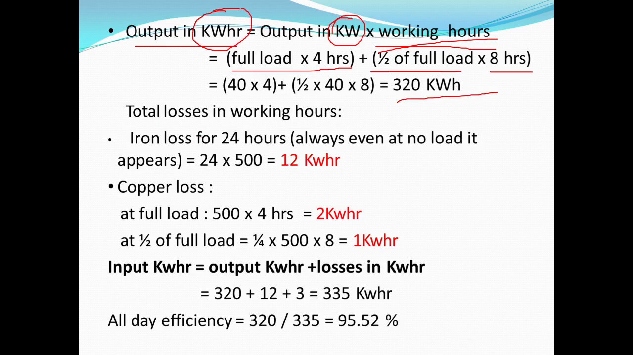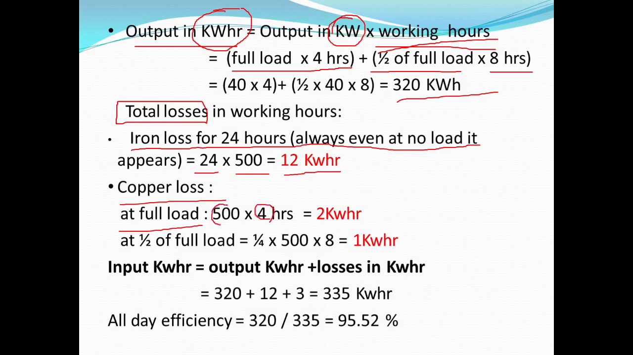Total losses also depend upon the operating time of the transformer. Iron losses are fixed for 24 hours and do not change with respect to load, so they are 24 into 500, that is 12 kilowatt hours. Whereas the copper losses change with the load, since they depend on the load current. At full load we operate the machine for 4 hours with 500 watts losses, so we get 2 kilowatt hours.